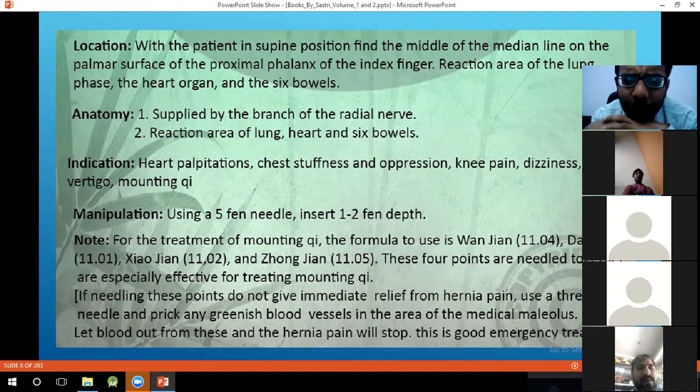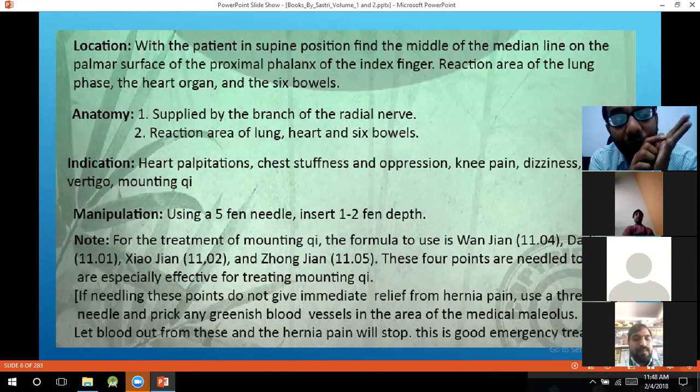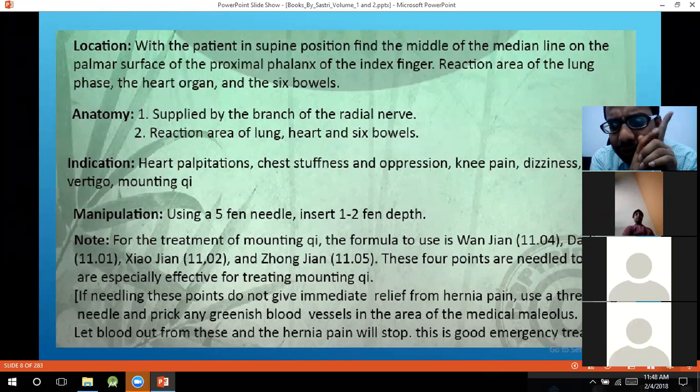Whenever there is a large number of problems, whenever there is very severe pain, say hernia has to be operated, no doubt about it. But at certain times you need to manage the pain. So how to manage the pain? You needle 11.01, 02, and you can put 11.05. But whenever there is pain and you do not get relief, you will see a greenish vessel in this area. I have often found it in hernia patients. In this area you find a greenish vessel. What to do? You bleed it.